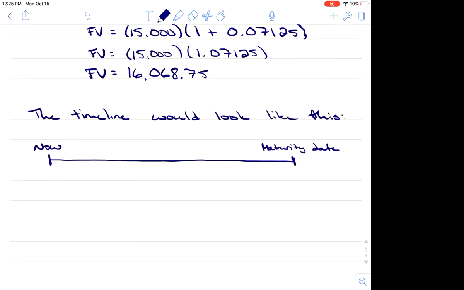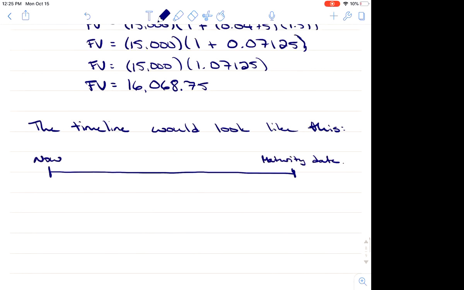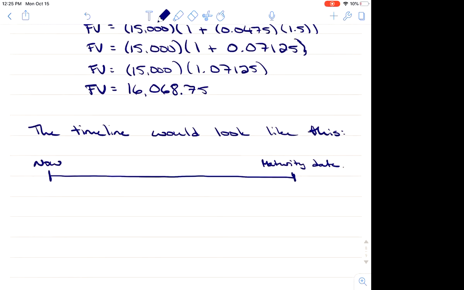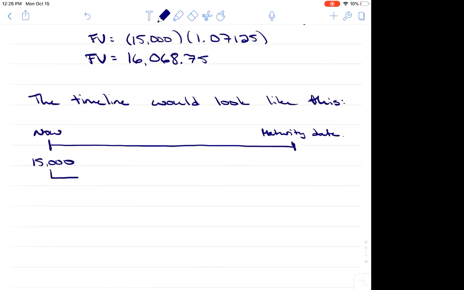And then I invested some $15,000 now, right? And so I'm going to indicate that by 15,000 here. I'm going to take that amount and it's going to grow for 1.5 years. So then I take this arrow here and I draw it from the 15,000 to this point, right? And it sits there for t equal to 1.5 years.